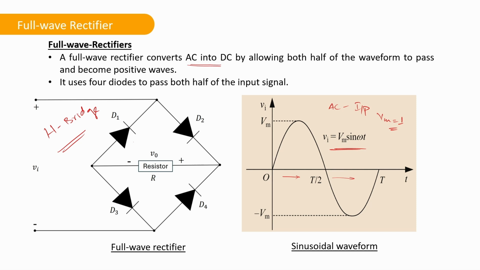The reason behind dividing this time period into 2 is that we have 2 phases of this input. One is the positive phase, and the other is the negative phase, or you can say negative cycle. In some books, they use the words positive cycle and negative cycle, so don't get confused with that. Now let's see what happens when we apply an input AC voltage to this terminal and how these diodes operate.